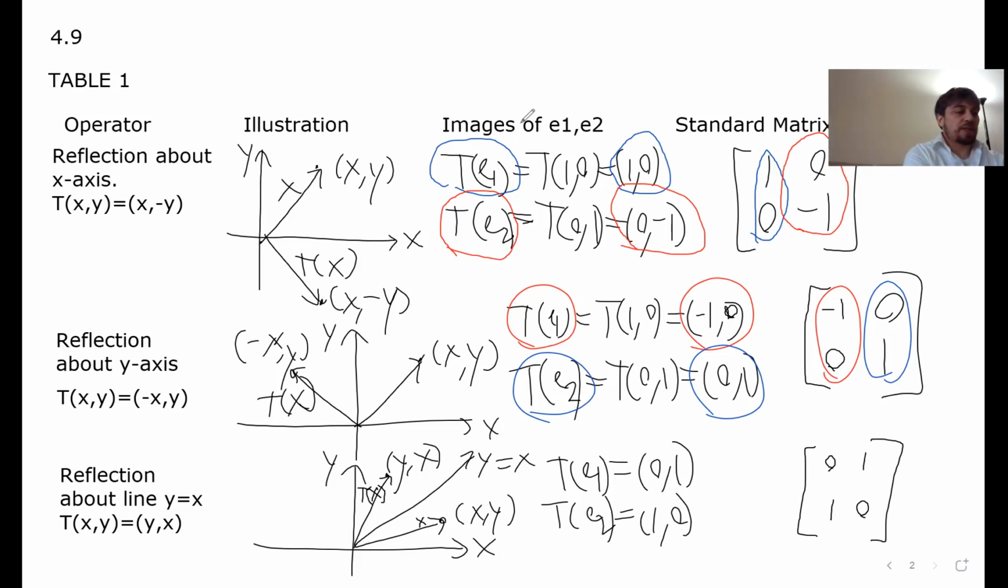These are basic matrix transformations in R2, R3. Left multiplying a vector by these matrices gives you the resulting vector under T. Okay, so just to quickly explain what I mean by that.